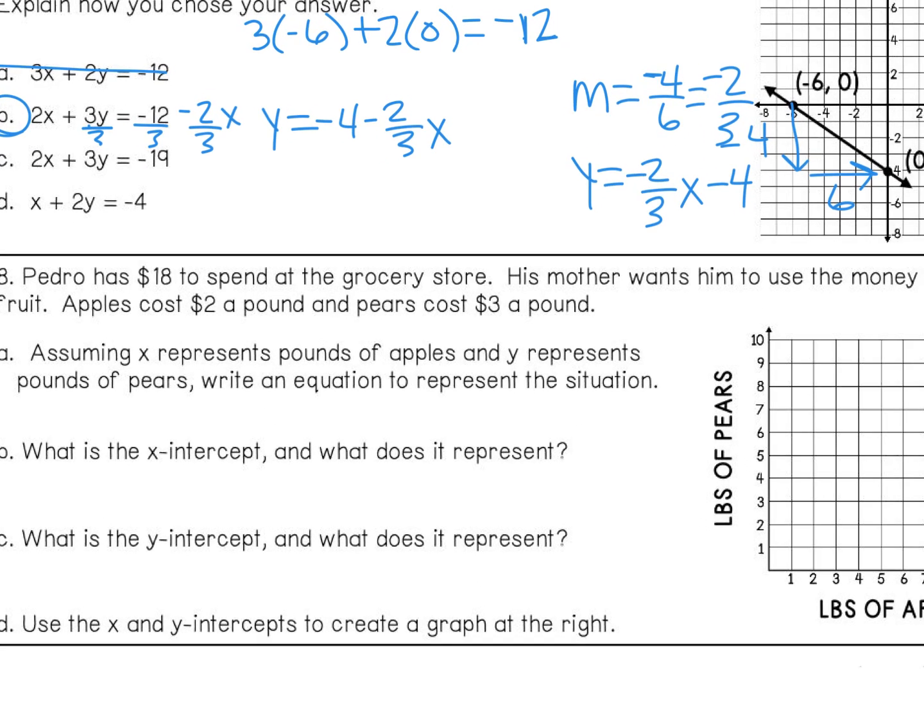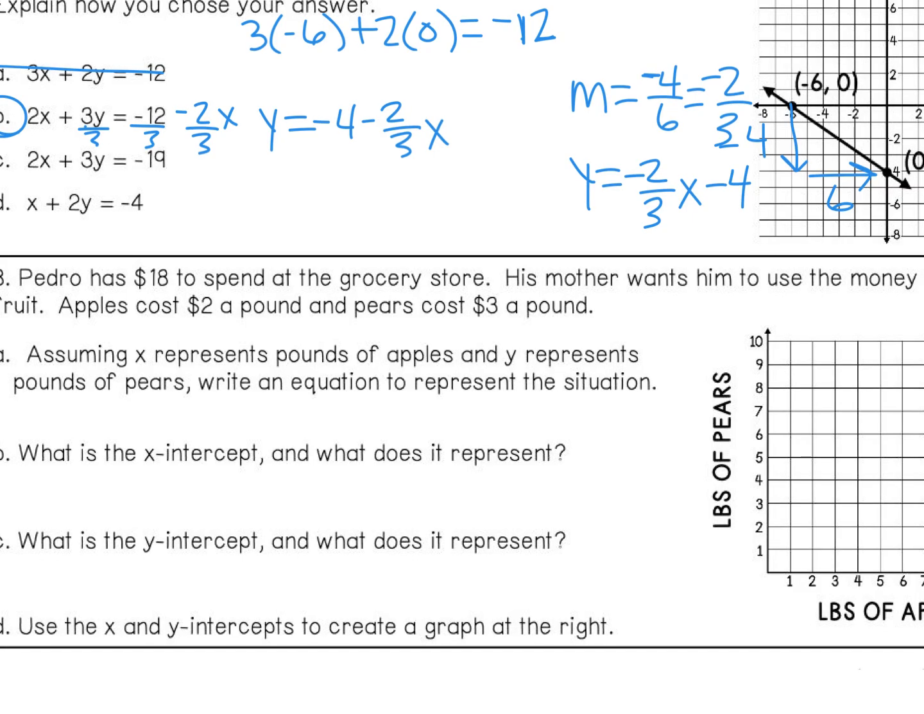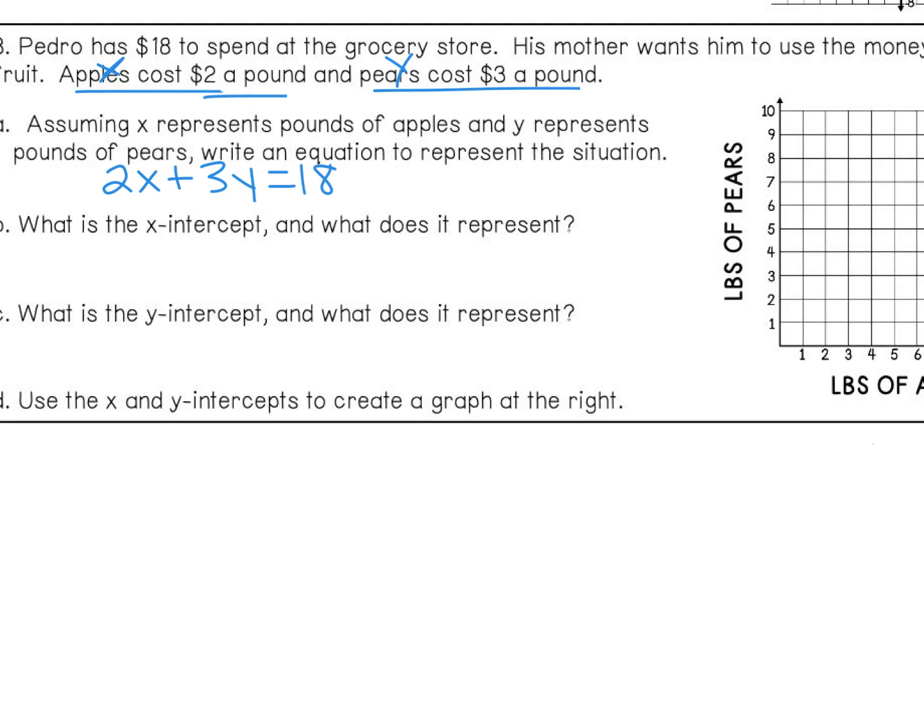All right, last one. Pedro has $18 to spend at the grocery store. His mom wants him to buy fruit. Apples are $2 a pound and pears are $3 a pound. If x is apples, so I'm going to put x here, and y is pears, can we write an equation? Yes. What is your equation? 2x plus 3y equals 18. He bought $2 for each pound of apples plus $3 for each pound of pears, and he had $18 total.